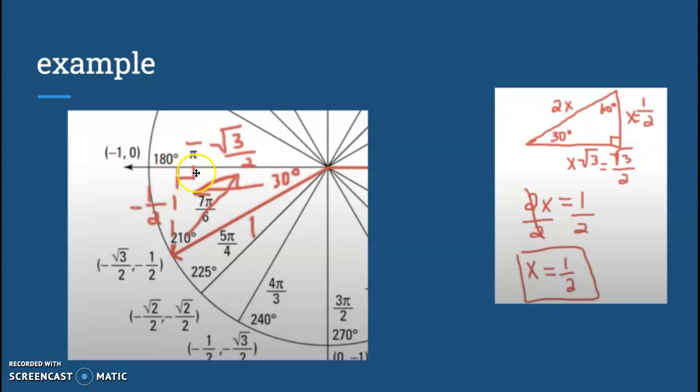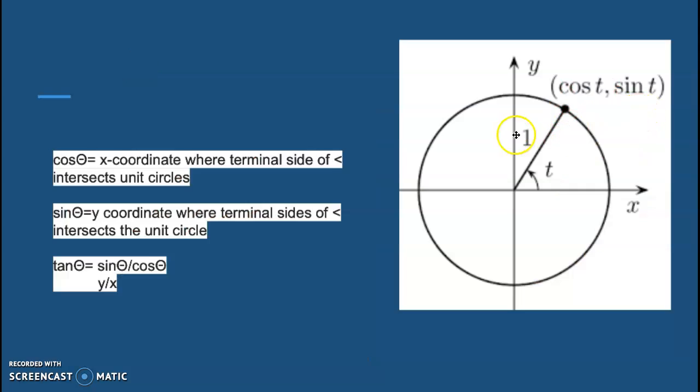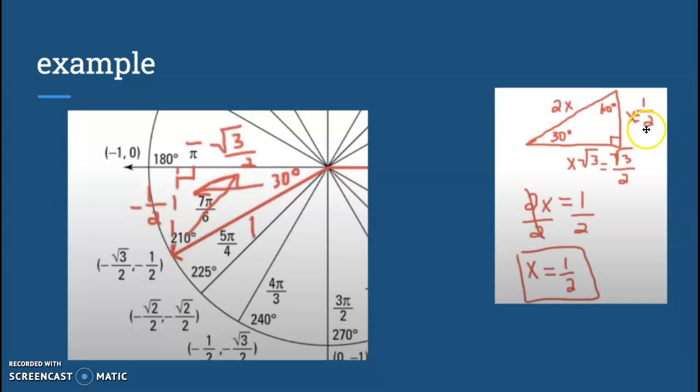So this is a 90-degree angle, and this is 30, so we can assume that this here is 60 degrees, so 30, 60, 90, with x equals 1/2 being the short leg, then 2x, and the long leg being x equals rad 3 over 2. So then you take 2x over 2 equals 1/2. And these cancel out, and x equals 1/2.